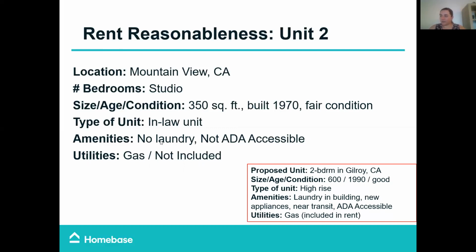Okay, great. So we've got a bit of a mix here, but it does seem on balance that it's likely this unit would not be considered comparable. We are looking here at different cities, different numbers of bedrooms, a studio versus a 2-bedroom. Quite a difference in size, 350 square feet versus 600. And we do have a difference in terms of amenities and utilities that are included. So it does seem on balance that Unit 2 would not be considered to be comparable.